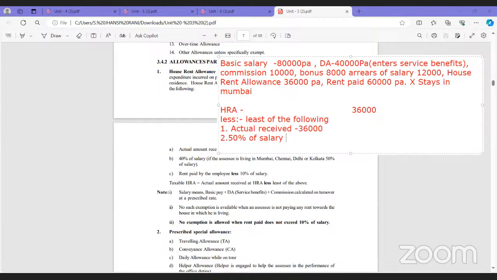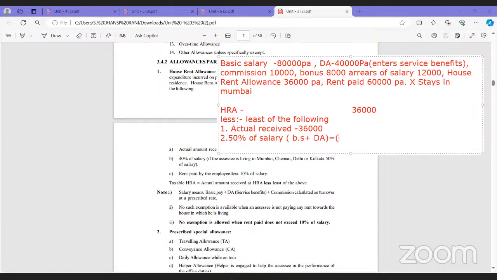Can I take the commission? No, I cannot take commission because the note mentions commission on turnover. Salary means basic pay plus DA, service benefits, plus commission calculated on turnover. Here they did not mention whether it is commission on turnover or only commission. When nothing is mentioned, we take it only as commission, not on turnover. So here salary means basic salary plus DA.